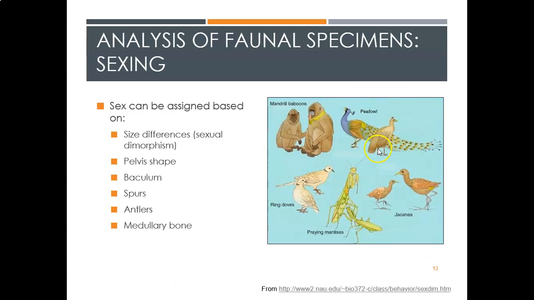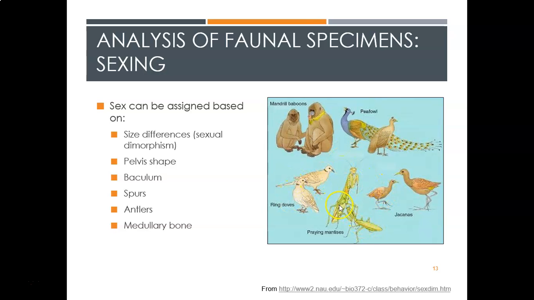In terms of sex estimation, we can look at size differences. Many species demonstrate sexual dimorphism, so a significant difference in the size and coloring of males versus females. You can see mandrill baboons, the brightly colored fur and skin around the face in a male, and the overall large size versus in a female. Of course, peafowl, peacocks and peahens, we have the brightly colored plumage of the male versus the browns and subtle colors of the female that allow her actually to hide more effectively in terms of protecting her eggs.